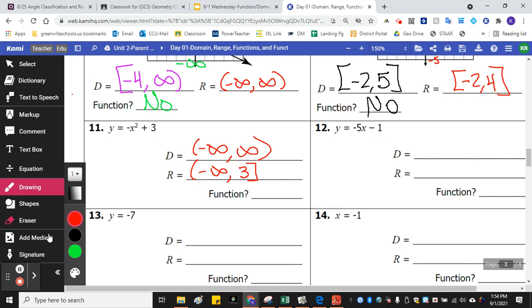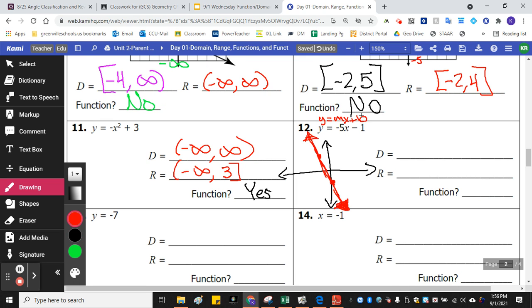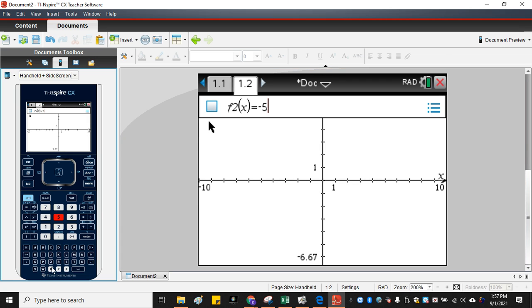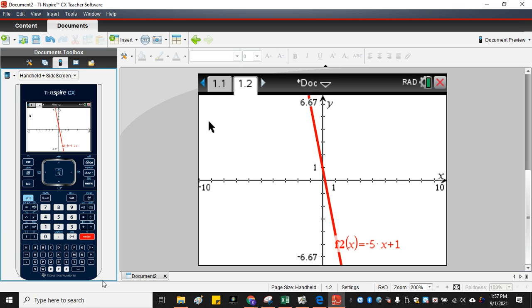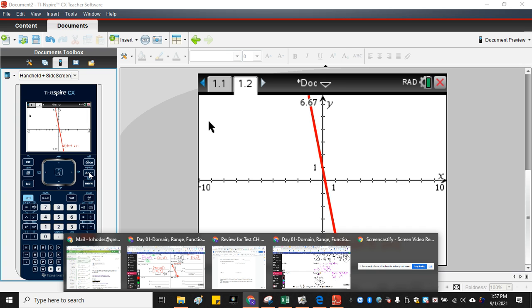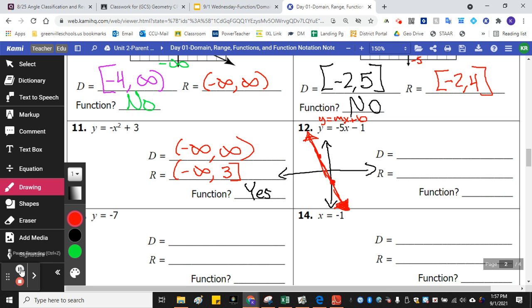But there you go. Does it pass the vertical line test? Is it a function? Yes, it is a function. Remember, this is a line. So we are starting at our y-intercept of 1, and you have a slope of -5. So you go down 5, right 1. So -5x plus 1. To get another page, I hit Control Doc.